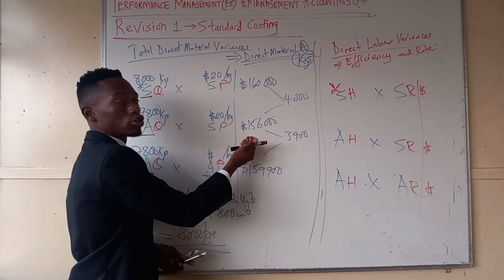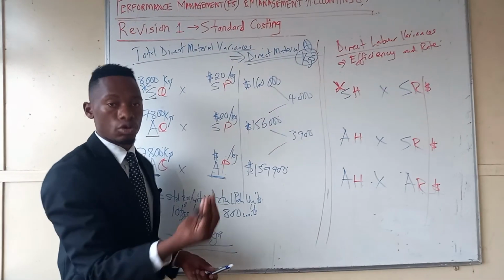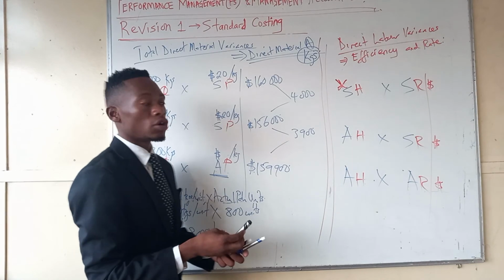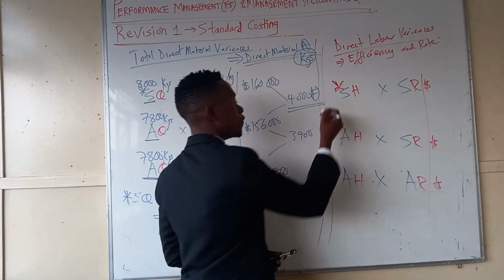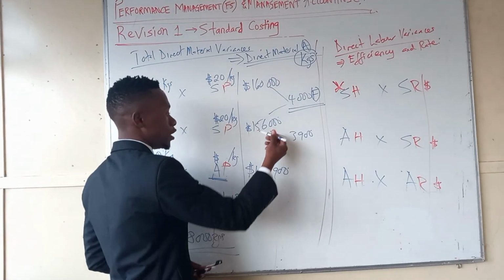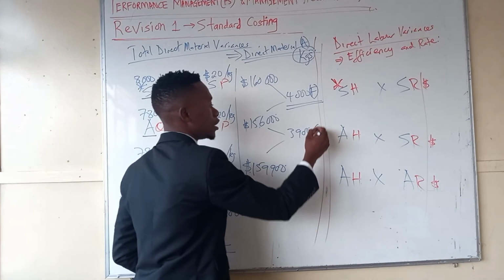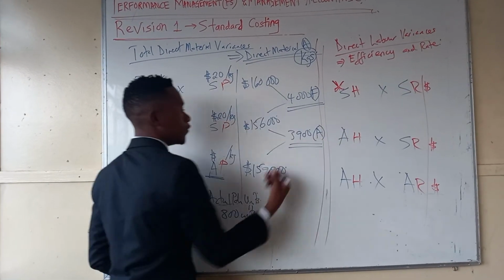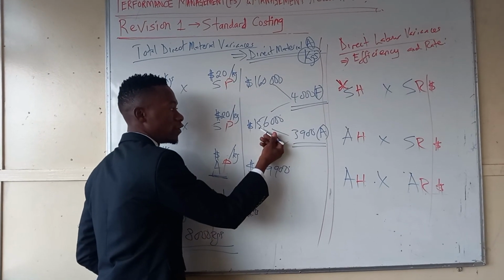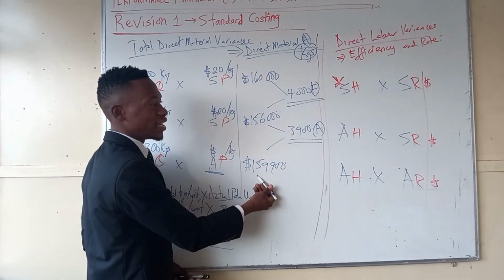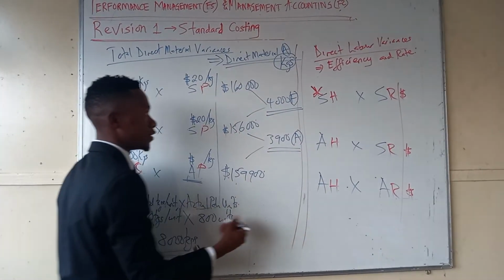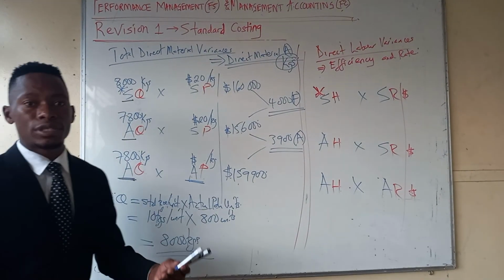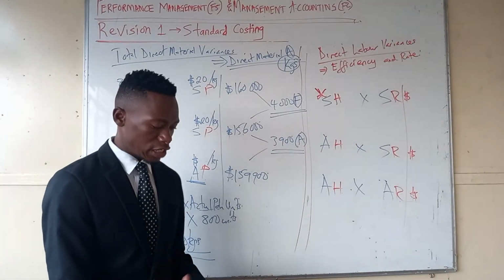Standard to actual. So the expected cost is 160. Then the actual cost, there is a decrease in cost. So the cost decreased, meaning this is favorable variance. Then here the cost increased from 156 to 159.9, meaning this is adverse variance. Which is our usage variance, which is our price variance.